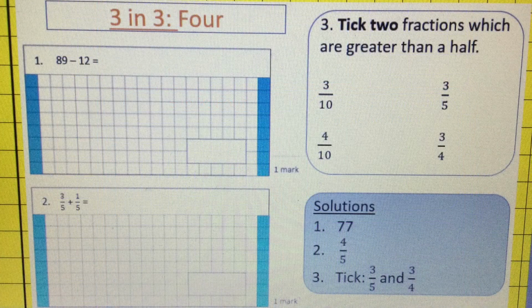89 divided by 12 equals 77. 3/5 add 1/5 is 4/5. And the 2 fractions that are greater than a half is 3/5 and 3/4.